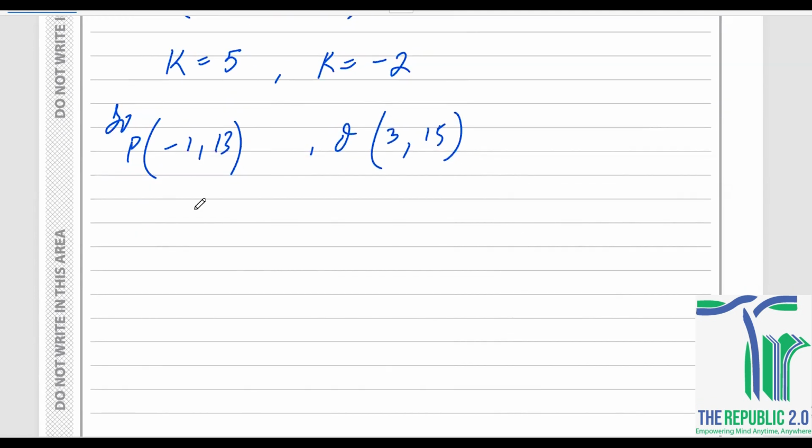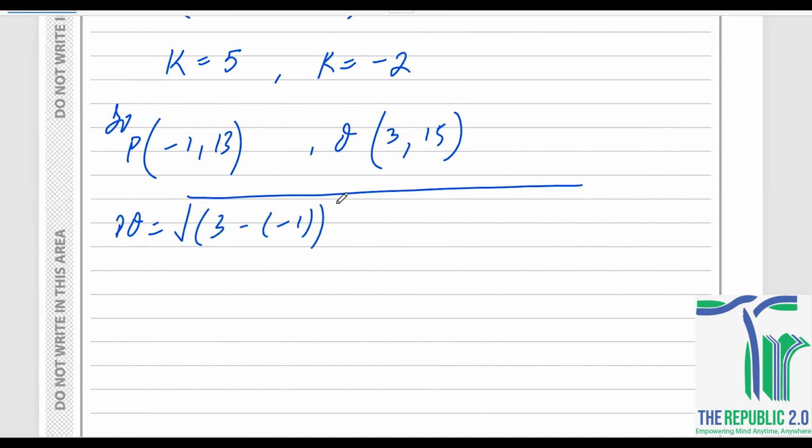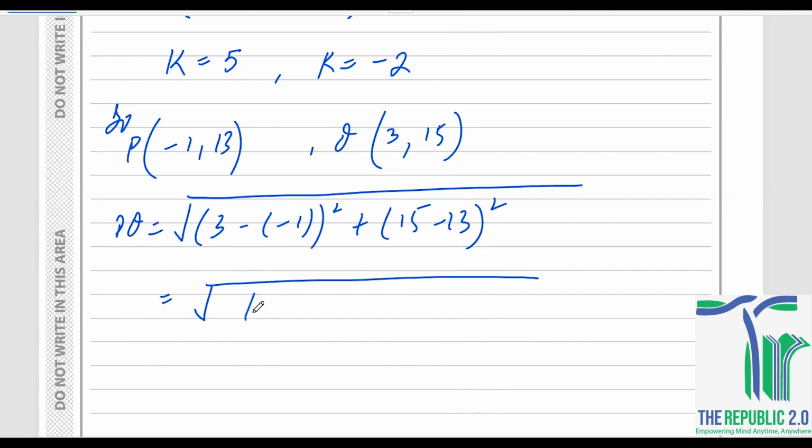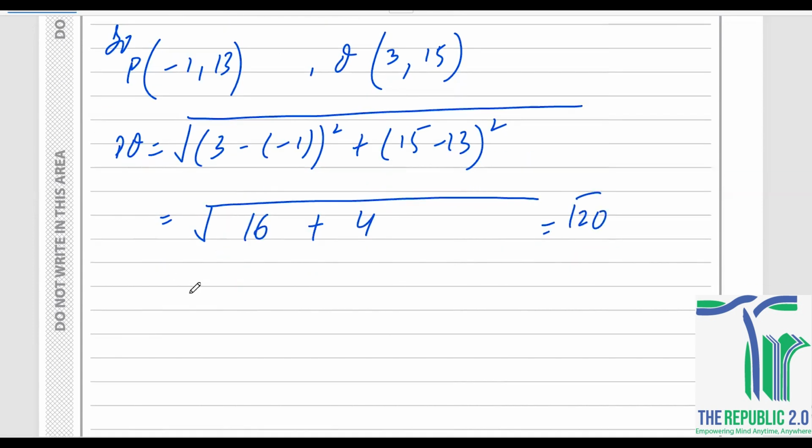After having P and Q, you can easily get the radius by just calculating the distance PQ. You would end up having (3 - (-1))² + (15 - 13)². At the end of the day, you would have 4 squared, which is 16, plus 2 squared, which is 4. So you would have the root of 20, and this root of 20 can be further written as 2 root 5. That is going to be PQ. So now the equation of the circle, I'm just going to plug these values into the original form.